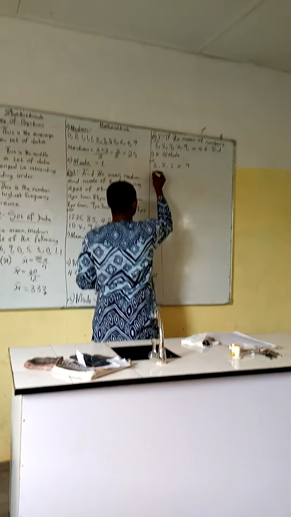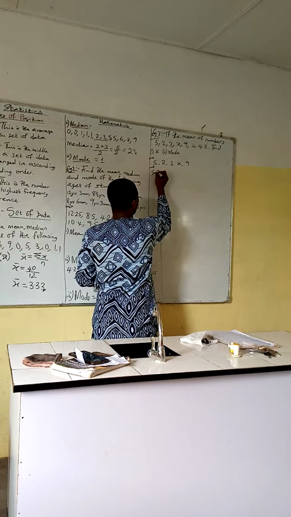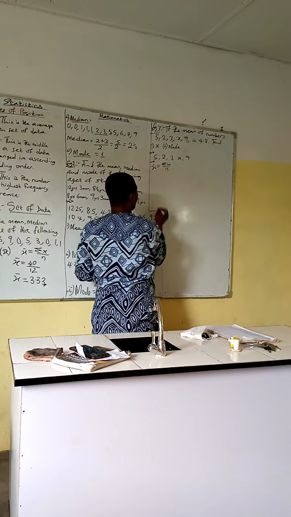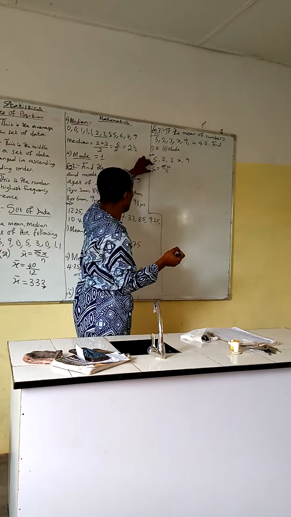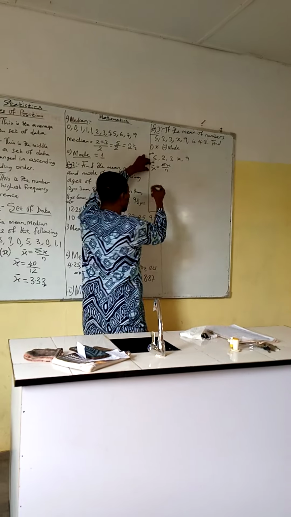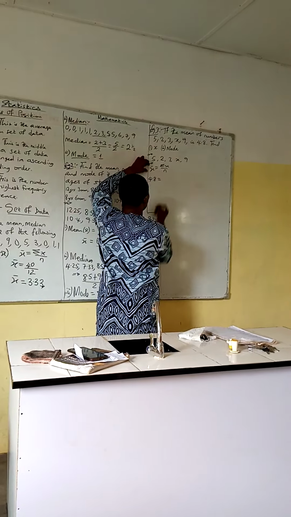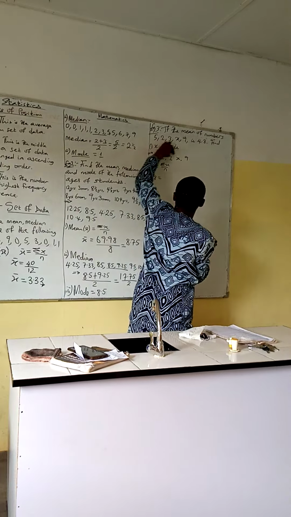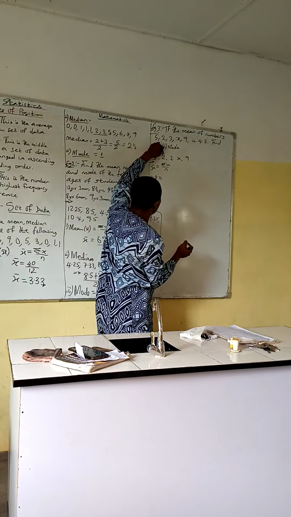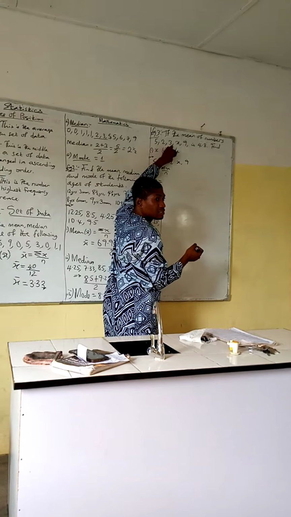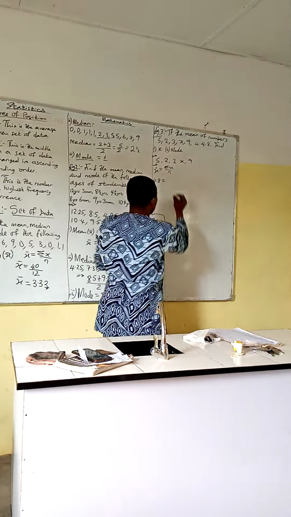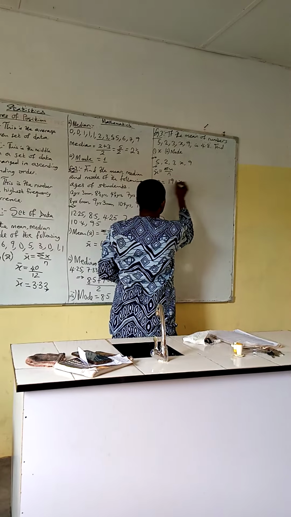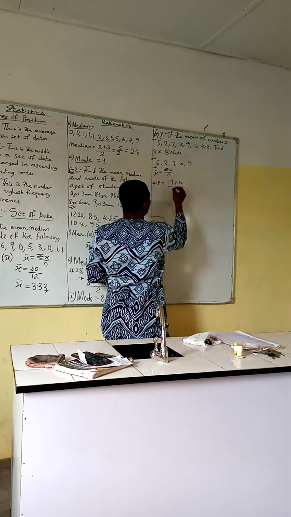So what do we use? The formula for mean. Our formula for mean is summation x over n. Now let's fill in these values. They told us the mean is 4.8, equals the addition of all these values. Let's add them: 5 plus 2 is 7, plus 3 is 10, 10 plus 9 is 19. So 19 plus x over the number of values. How many are they? 5.